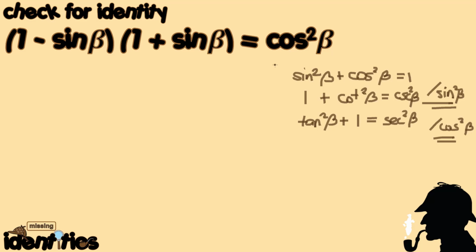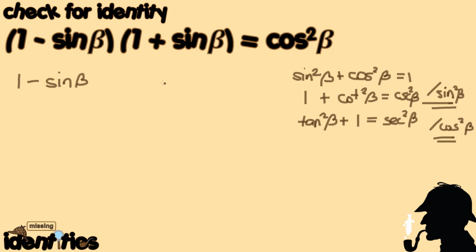Difference of two squares is the result when multiplying binomial expressions of the same first term, same second term, but of different sign. When we're doing that, we simply need to square the first term. So 1 squared is 1. Then you will have here a negative times positive is negative, and you square the second term, sine squared beta. This is the result when multiplying the two binomial expressions.